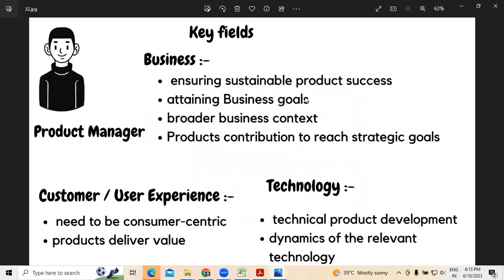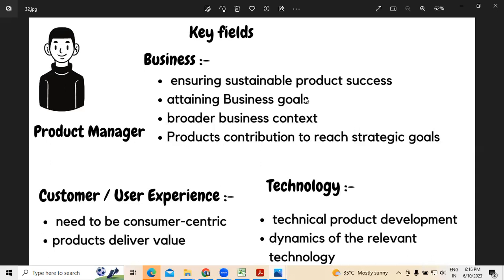So this is the first one, which is called business. Business is the key field where, being a product manager, you have to ensure the success of the product. But at the end of the day, why? Because success of the product majorly lies on two different things. The quality of the product, apart from the needs and goals you want to achieve, and at the same time, how you are promoting this product to the industry.